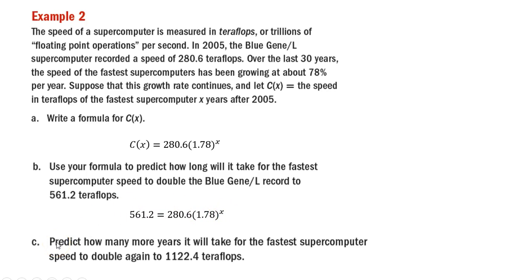Next one will be the same kind of problem. Predict how many more years it will take for the fastest supercomputer speed to double again to 1,122.4 teraflops. So I have to essentially solve this equation now: 1,122.4 is equal to 280.6 times 1.78 to the x power. I want to find out what x is such that this equation is true. How much time has to go by since 2005 to get this speed?